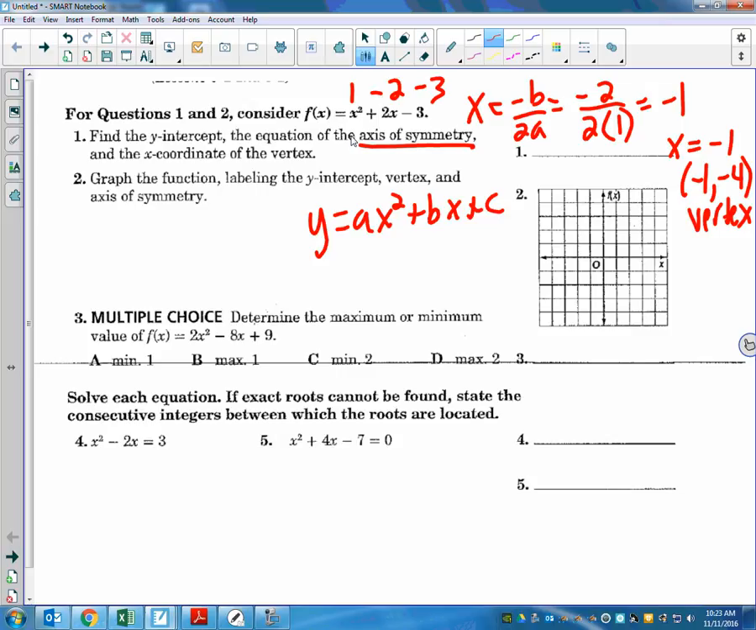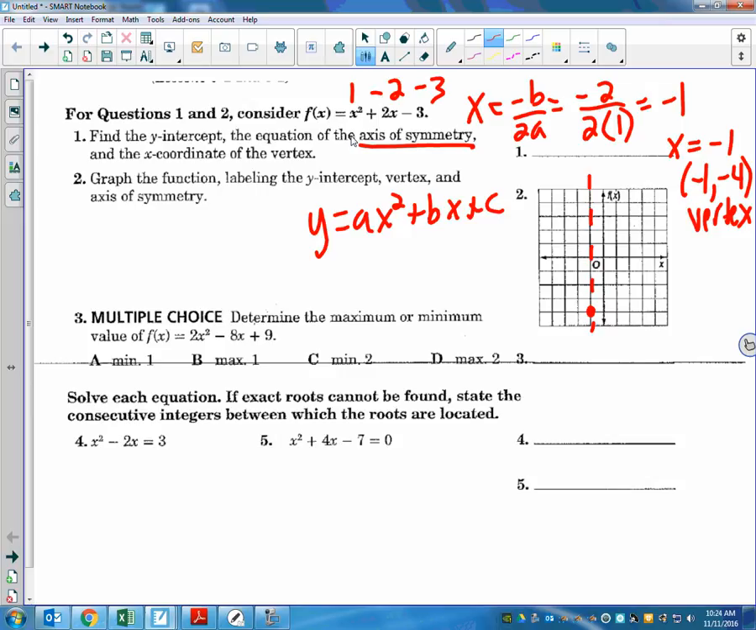So number 2 says graph a function, labeling the y-intercept, the vertex, and the axis of symmetry. So negative 1, negative 4, okay, I did it wrong, 1, 2, 3, 4 would be right here. You don't have to label your axis of symmetry, but I think it's a really good idea because it tells you where it's cut in half. That's your line that cuts it in half. And then you just need to find one more point. That one more point, hopefully, could be the y-intercept.